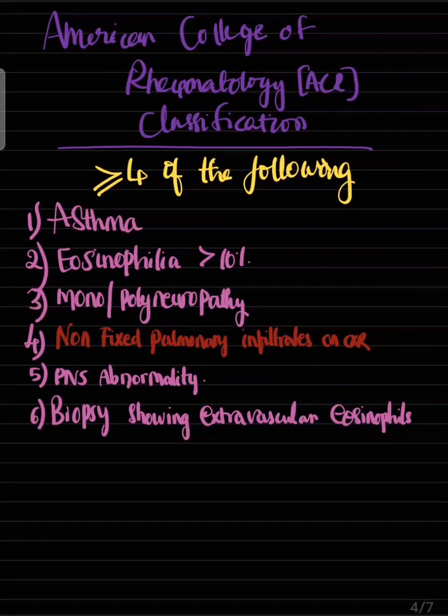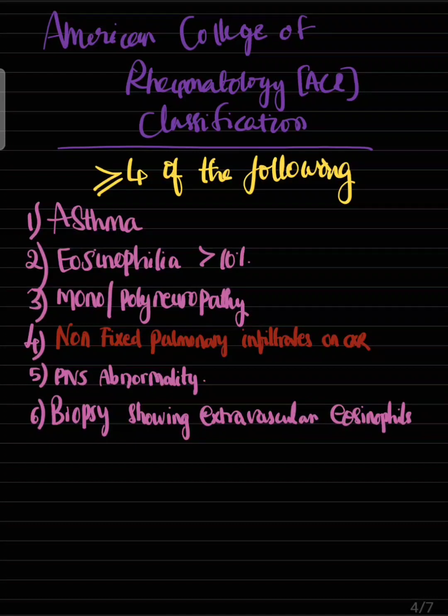So coming to the criteria, we've got the American College of Rheumatology classification, ACR classification. With the presence of 4 or more of the following criteria, we can diagnose the case as Churg-Strauss syndrome. So first off, we've got asthma. Then there's eosinophilia, which is more than 10% of the differential count. Then we've got mono or polyneuropathy. Then we've got non-fixed pulmonary infiltrates on chest X-ray.